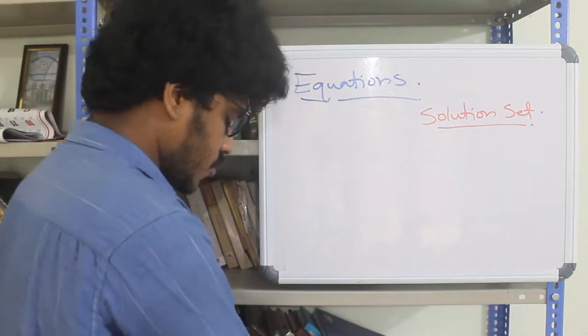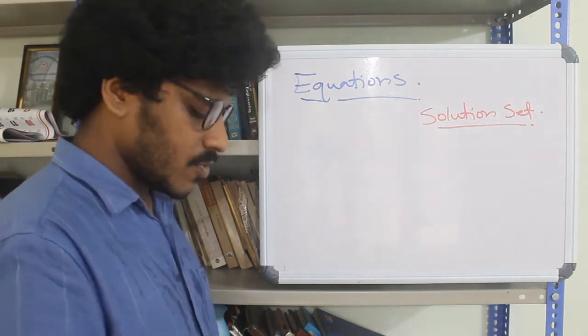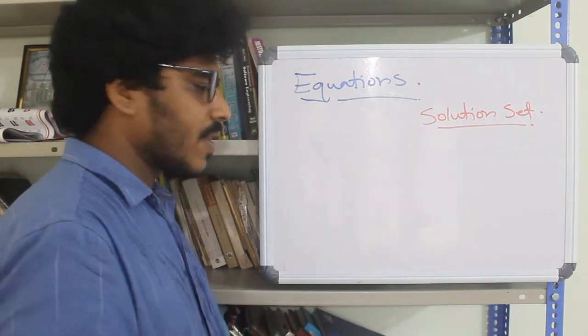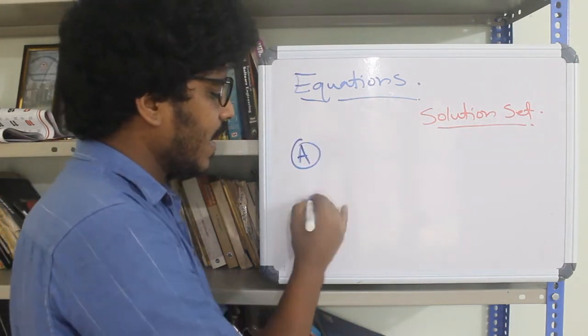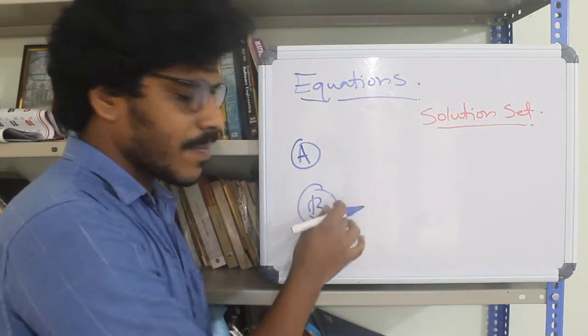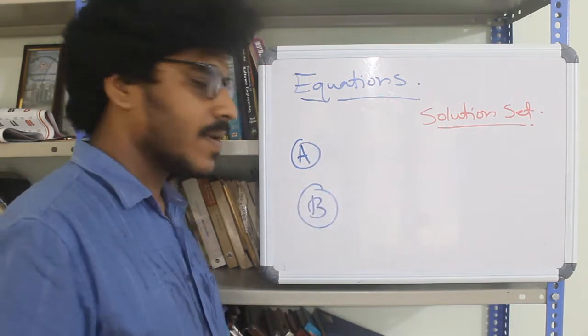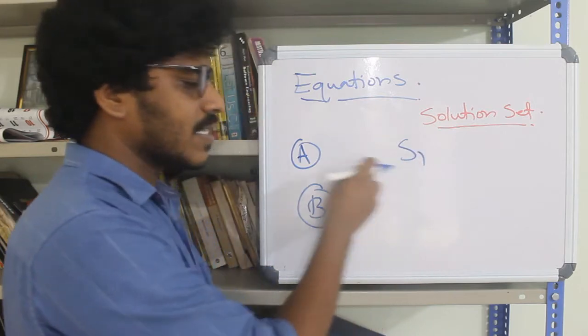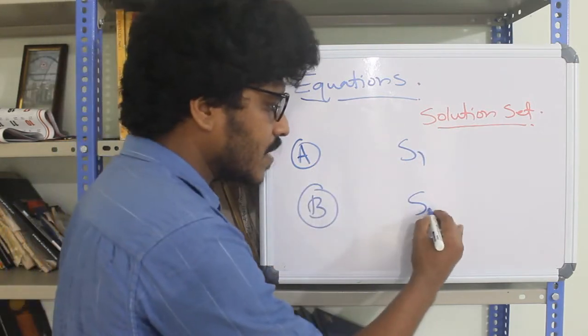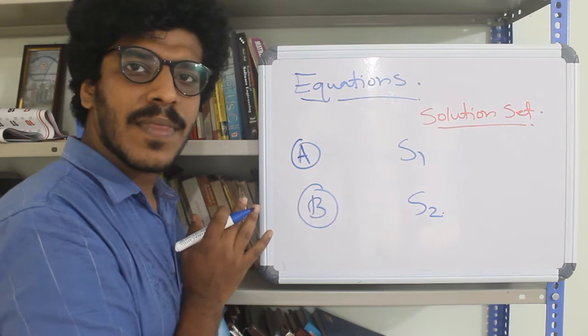Now, suppose we have two equations. I call them A and B, capital A and capital B. Let A and B be two equations, any two equations. Let S1 be the solution set of A and S2 be the solution set of B.